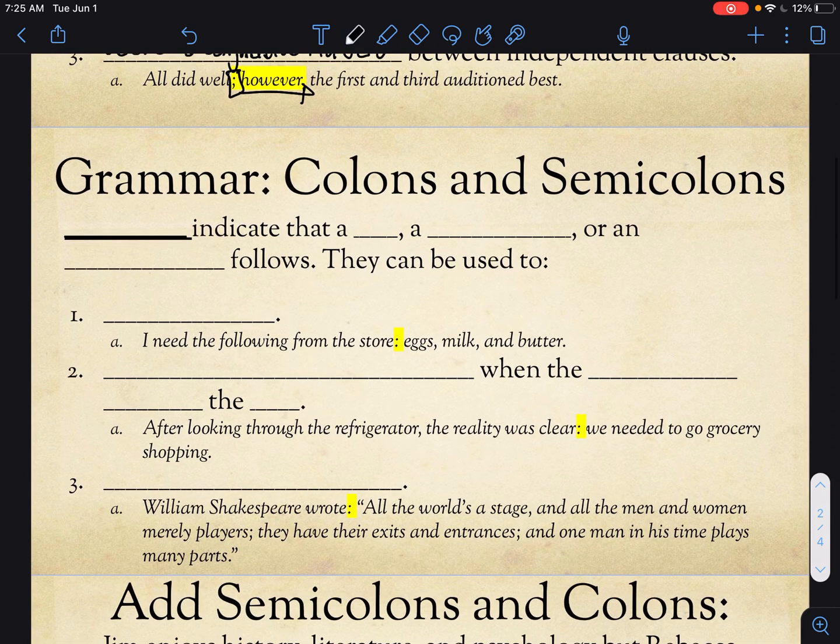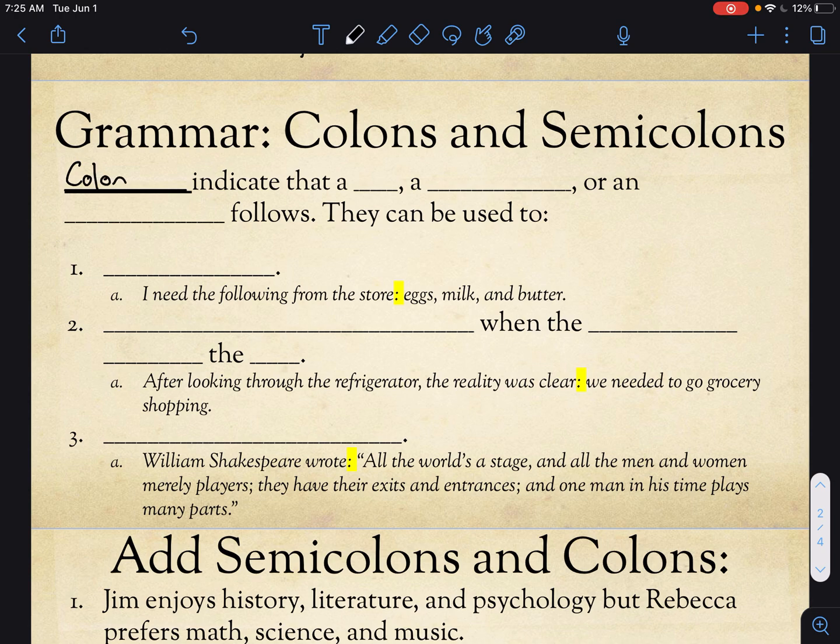Now we have colons, which, if you remember, are just these. They indicate we are going to start a list, or a quotation, or some sort of explanation coming up next. So how we use them in sentences: we're not going to talk about putting them in verses of a Bible or another book, or putting them in time. We're just going to talk about them in sentence form.